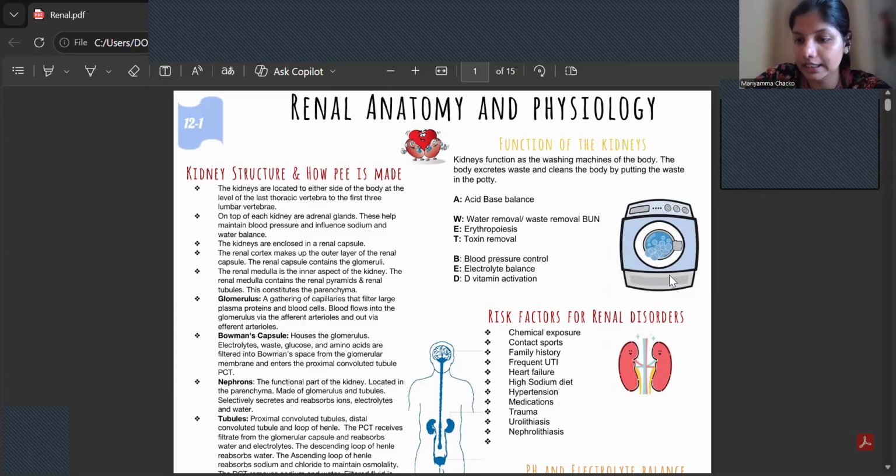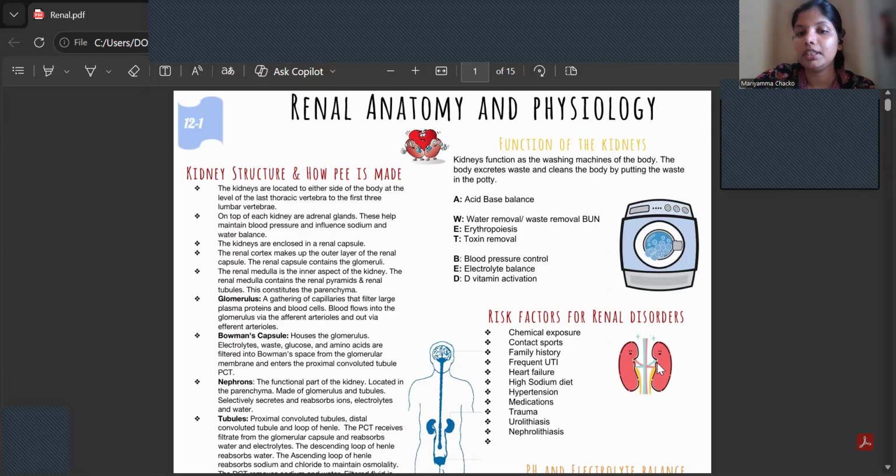A person with chronic kidney disease always has anemia, because the kidneys are not able to produce enough hemoglobin. Then blood pressure control. There is another hormone produced by the kidney, renin, which is responsible for maintaining the blood pressure. So when the kidney is not properly functioning, what will happen? The blood pressure will rise. It is not controlled. So in chronic kidney disease, the blood pressure is high.